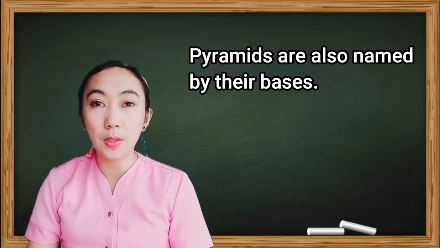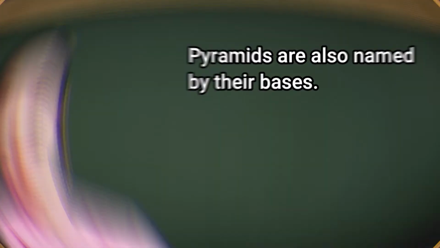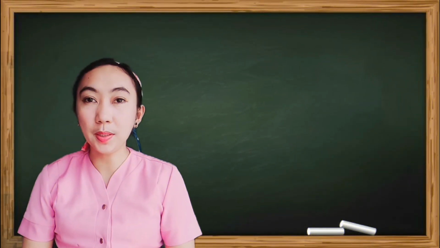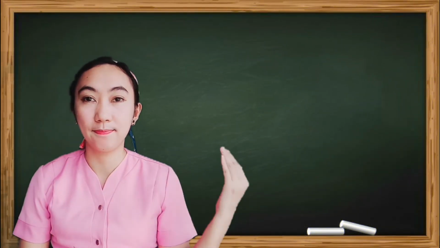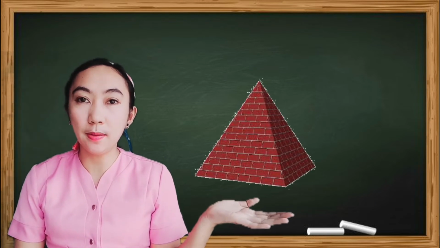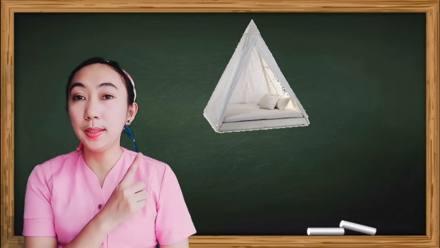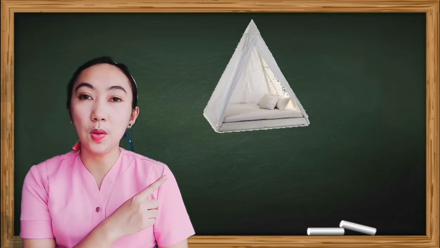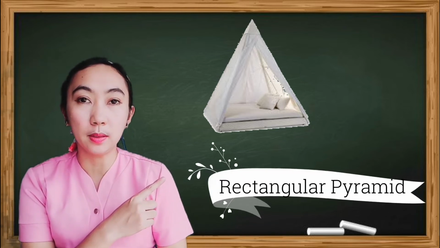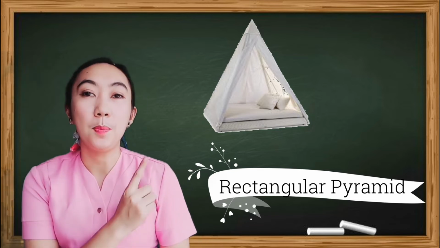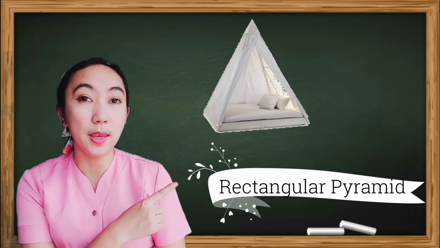Pyramids are also named by their bases. Examples of pyramids are the pyramid itself and a tent. In this case, the tent is called a rectangular pyramid. Why? Because the base of the tent is a rectangle.